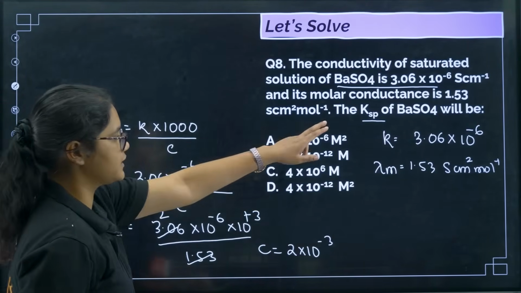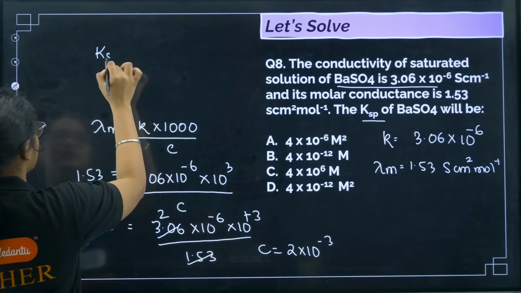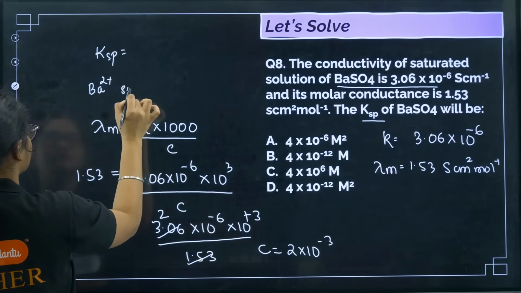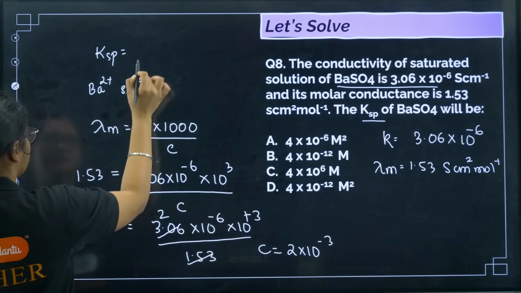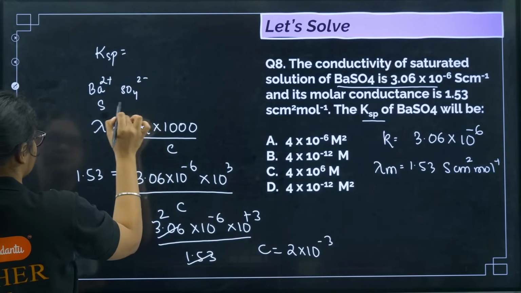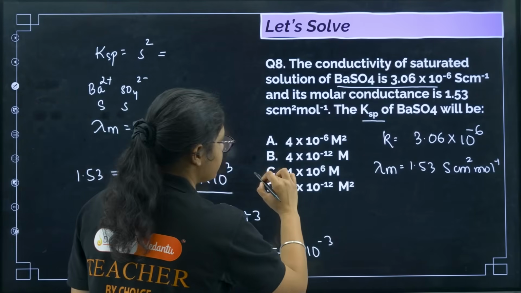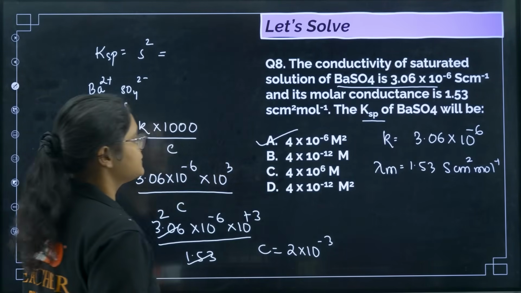Now, what is the KSP for barium sulfate? It is Ba2 plus and SO4 2 minus, so it will be S square. That is the square of this one, 4 into 10 to the power of minus 6.